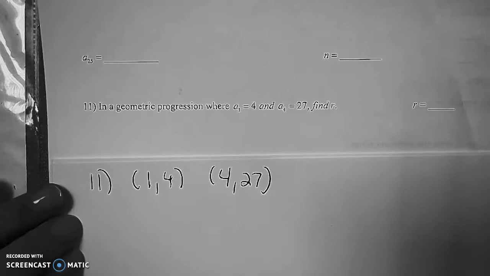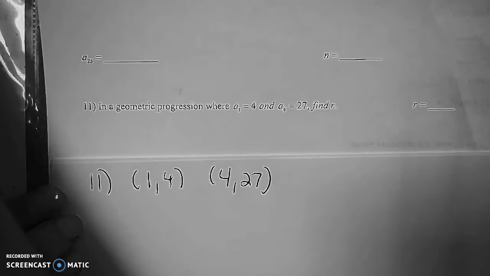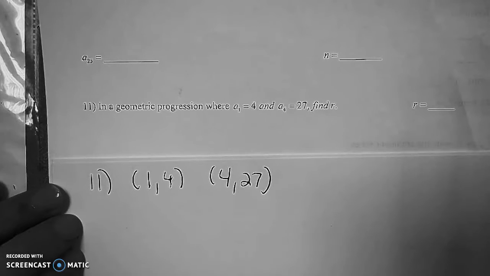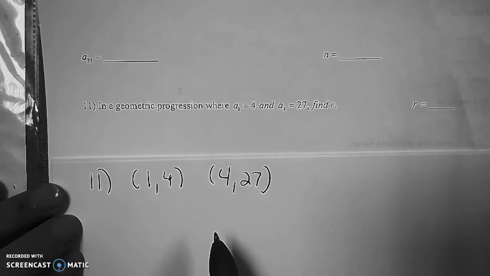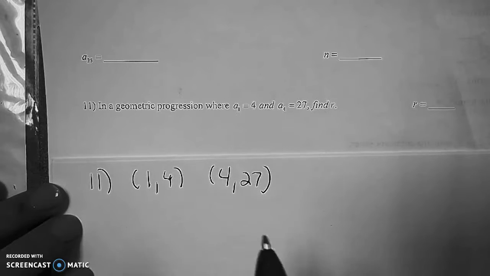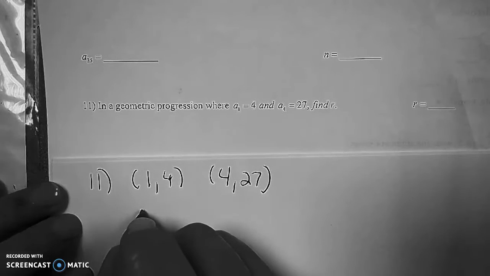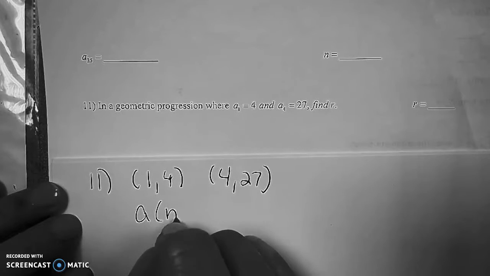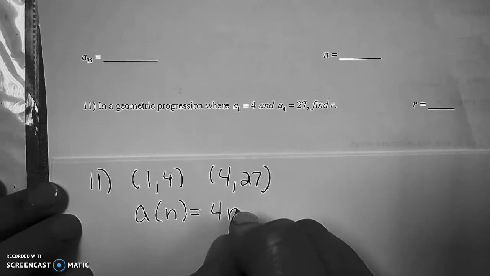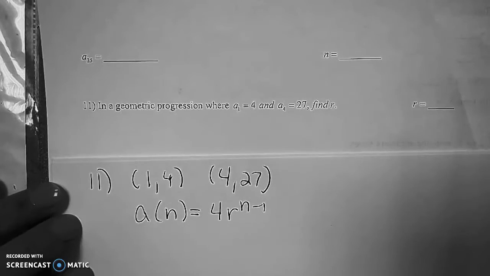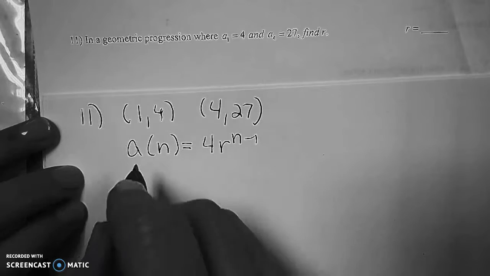Good morning. We're looking at homework number 11, and in the Google form, a lot of you asked about problem number 11. So in a geometric progression, A1 is 4, A4 is 27, 5R. So I know that in order to write this explicit formula, A sub n will equal 4 times R to the n minus 1. That's using the ordered pair 1, 4.